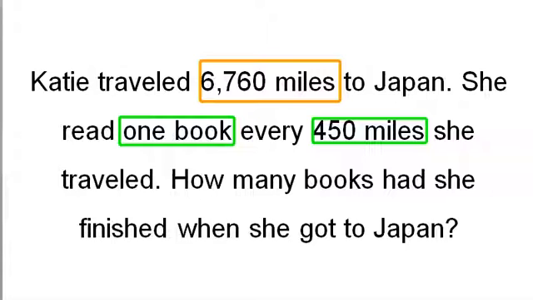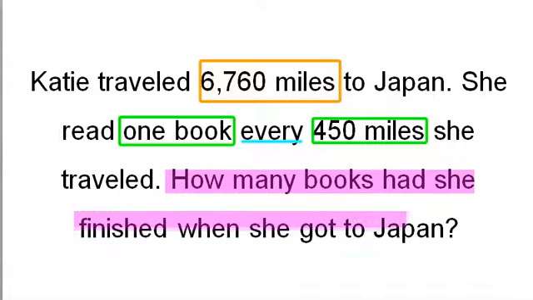Another part that I want to kind of look at is this word every. So every 450 miles is one book. And we want to figure out how many books she was able to finish by the time she got to Japan. So our question is, how many books had she finished when she got to Japan? All right, so if she travels 6,760 miles, every time that she hits that 450 mile mark, she reads one book.